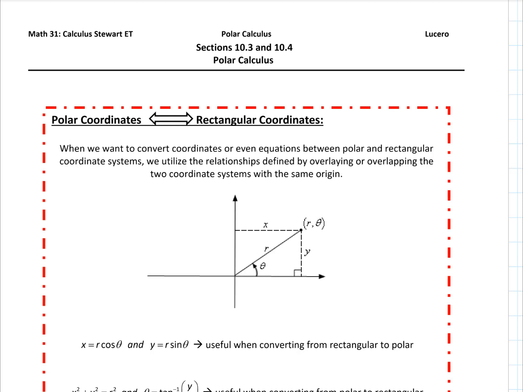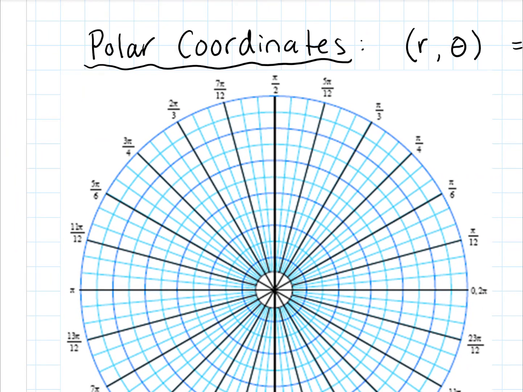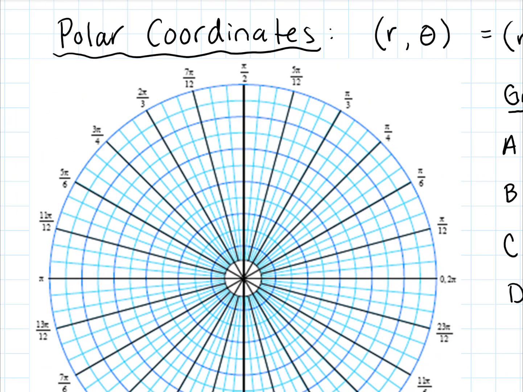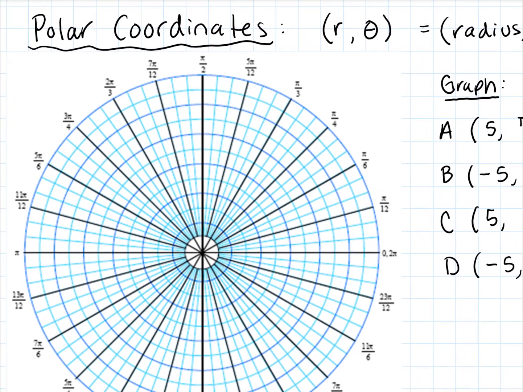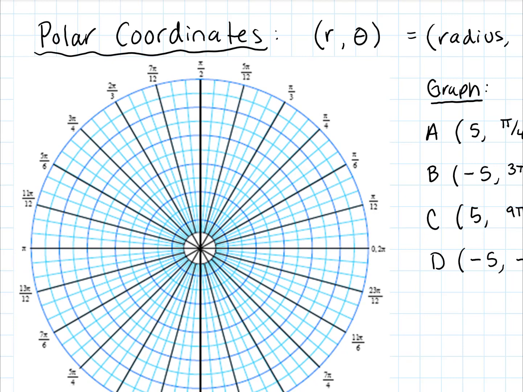All right, so let's jump into some polar calculus, calculus with polar equations. Now, before we do that, though, we're going to need to talk about polar coordinates. So what is a polar coordinate? Well, polar coordinates are a new way to graph from rectangular coordinate systems. So we define a new coordinate system where we have an angle theta and we have a radius r.